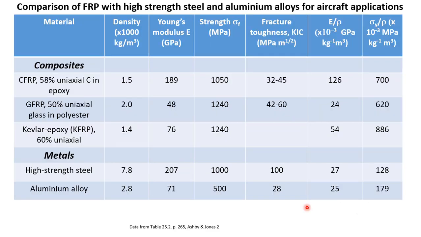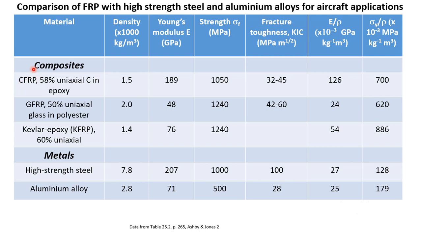In this slide we will compare the mechanical properties of composites with those of metals. Some of the metals that we use for high-end applications are high strength steel and aluminum alloy. These two types of metals are actually used for many parts in aircraft.